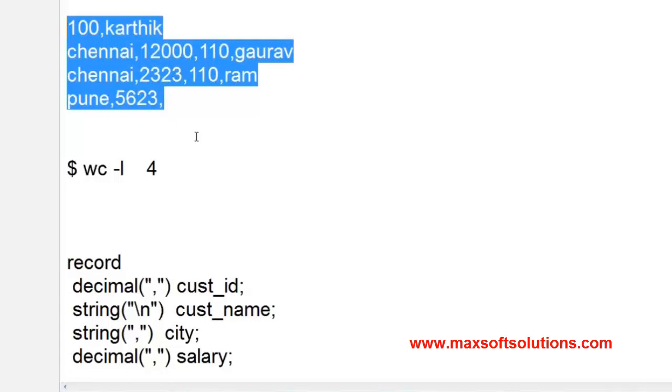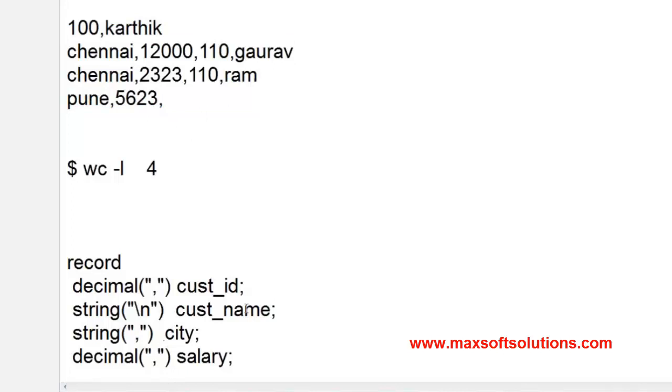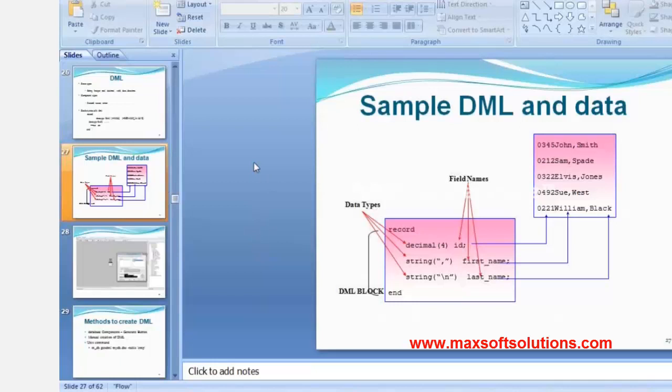So to avoid this conflict, it is recommended to use slash n at the end, so that we will be getting the correct number of records. So you got this? Why we are recommending slash n at the end? Are you clear, Guru? Yes, yes. Okay.